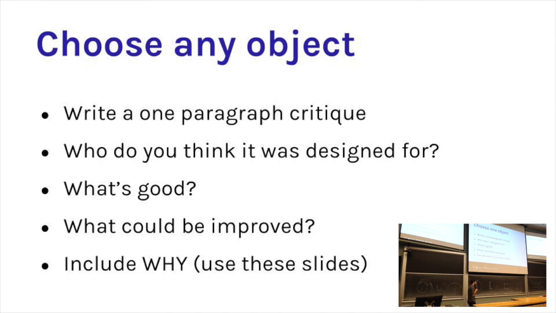We want you to write a paragraph critique. There's no format for this. You can just write a paragraph about an object. It can be any object. It can be something that you think is well designed, something that's poorly designed. We want you to talk about what's good about the design and what could be improved and why. So when you say why, you can't just say because I want it to be. Try to use the stuff in the slides to make your case, make your point.